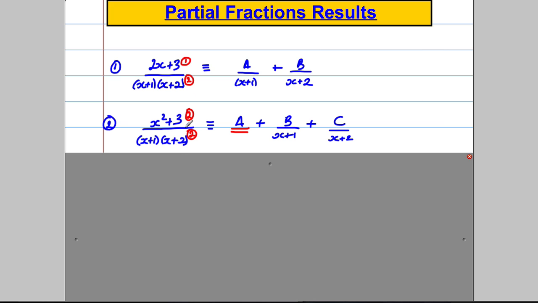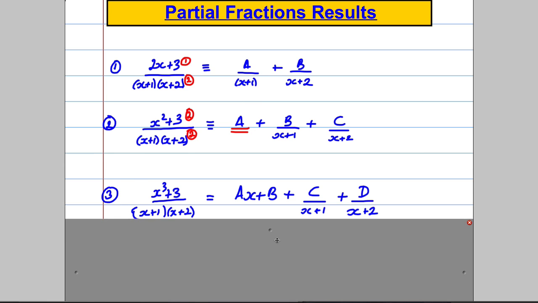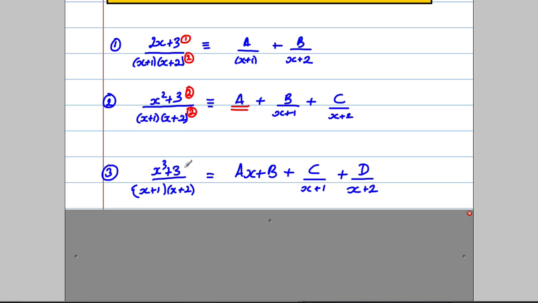So the difference between these two is that the order of the numerator and denominator are the same, hence I get a constant number there. If the numerator was actually bigger than the denominator, here it's order 3 and the denominator is order 2, I would then get a linear term in terms of x plus a number over the first factor and a number over the second factor.